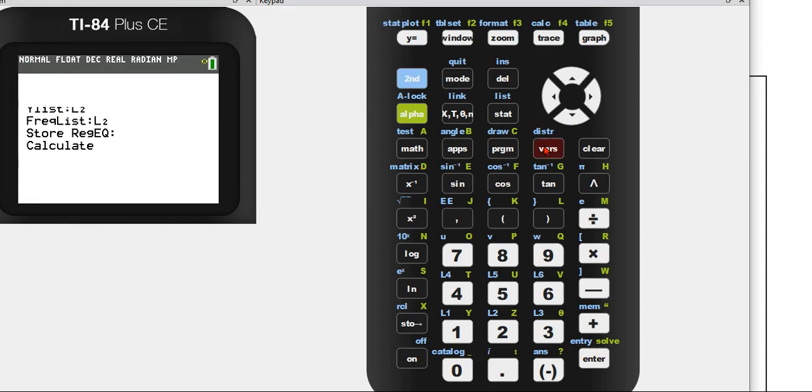Something was wrong. Normal cumulative distribution, right? Why is it still in regression? I don't understand.